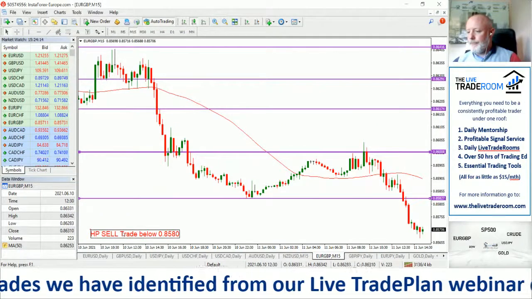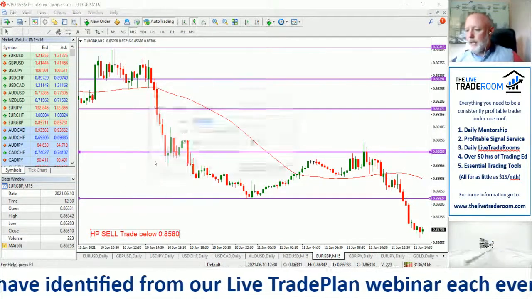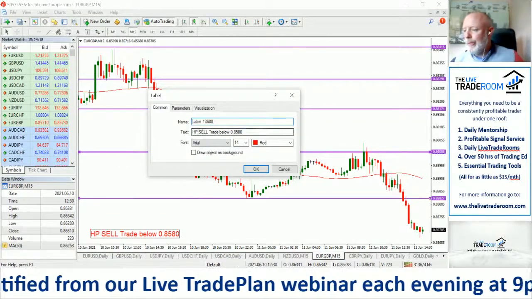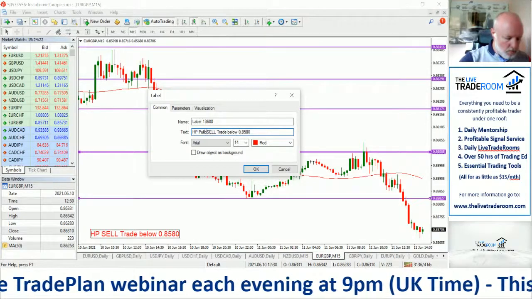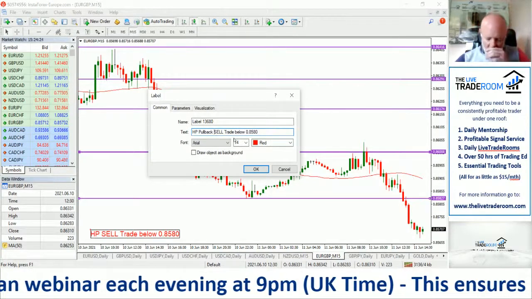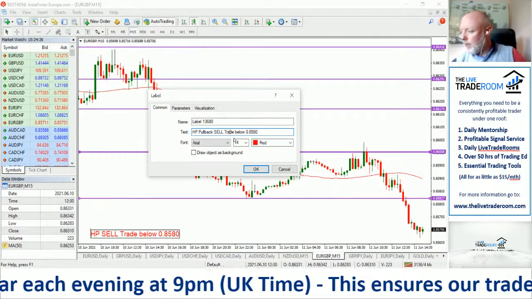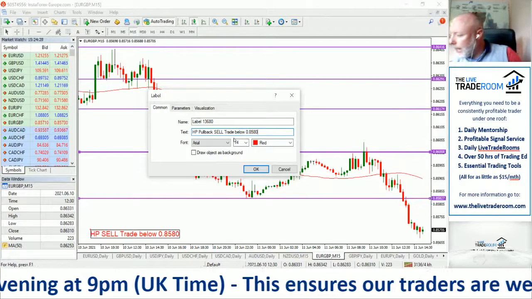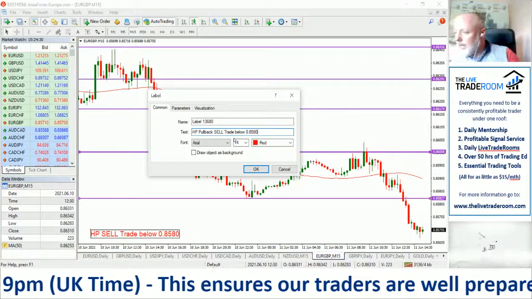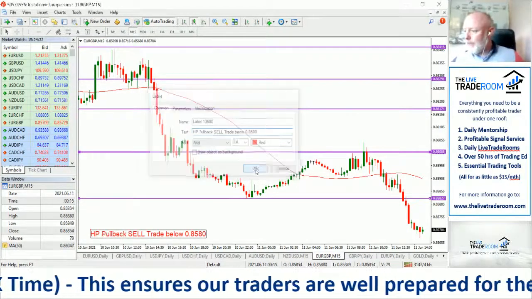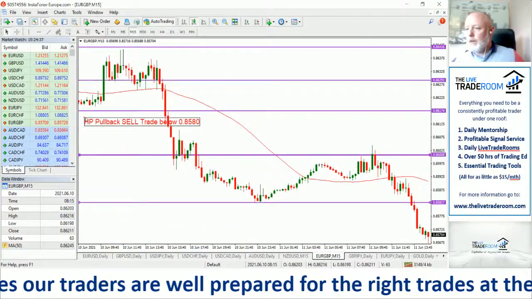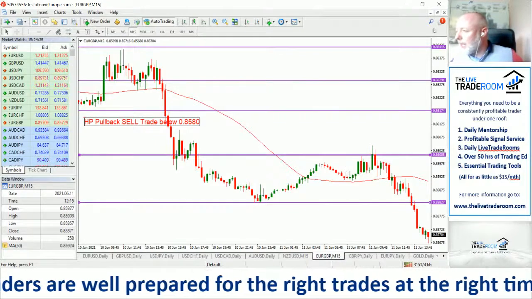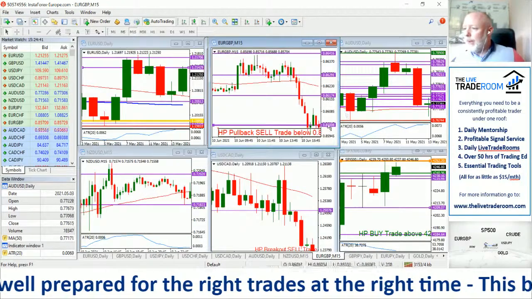So let's amend this. Pullback sell trade, except the level at which we're looking to get in is the 85.80. That's the level that we've spoken about an awful lot. So if we can get in around that little bit of price action, it's only sort of a 10 pip pullback really.